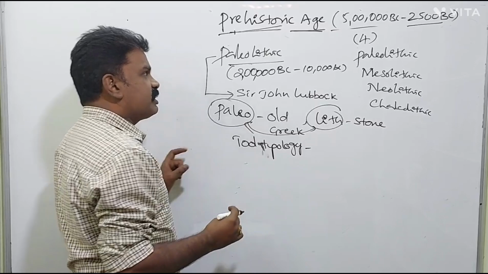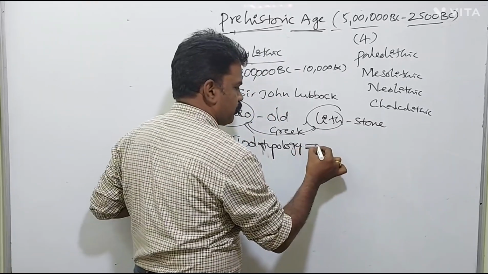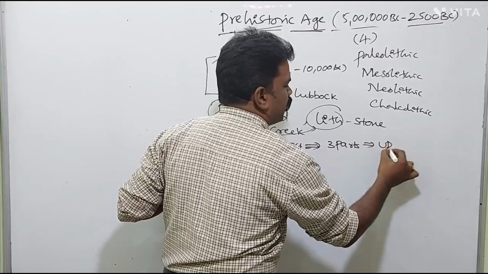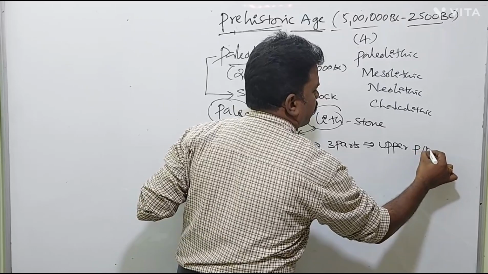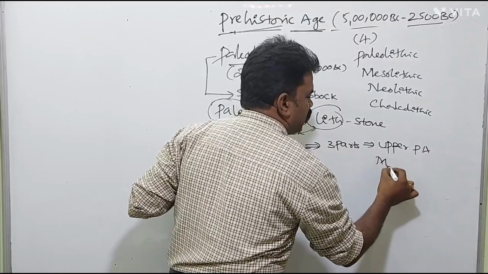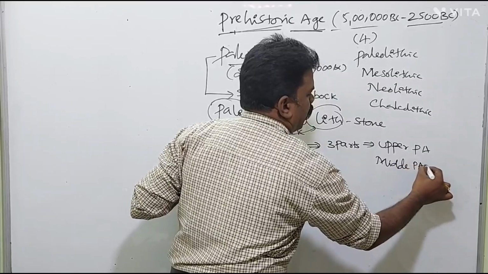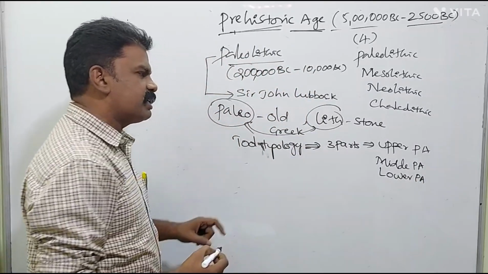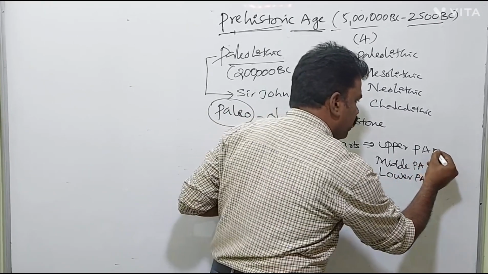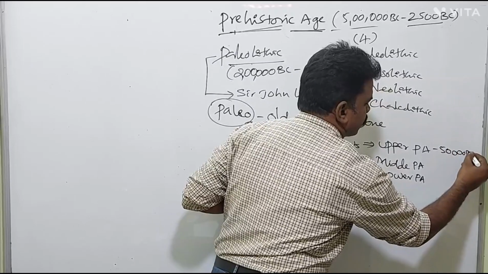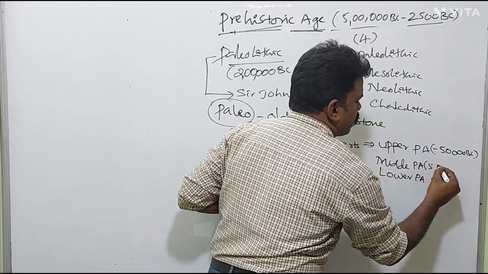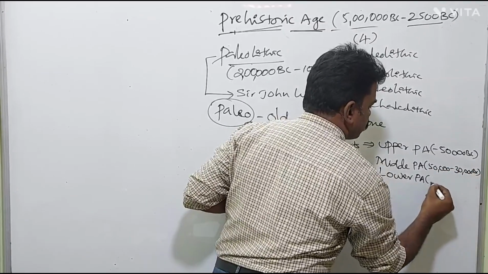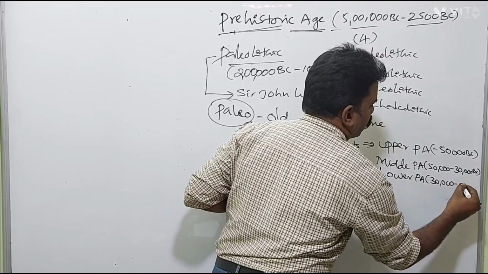We can divide this Paleolithic age into 3 parts: Upper Paleolithic age, Middle Paleolithic age, and Lower Paleolithic age. The Upper Paleolithic age continued up to 50,000 BC. Next, this is from 50,000 BC to 30,000 BC, and this is from 30,000 BC to 10,000 BC.